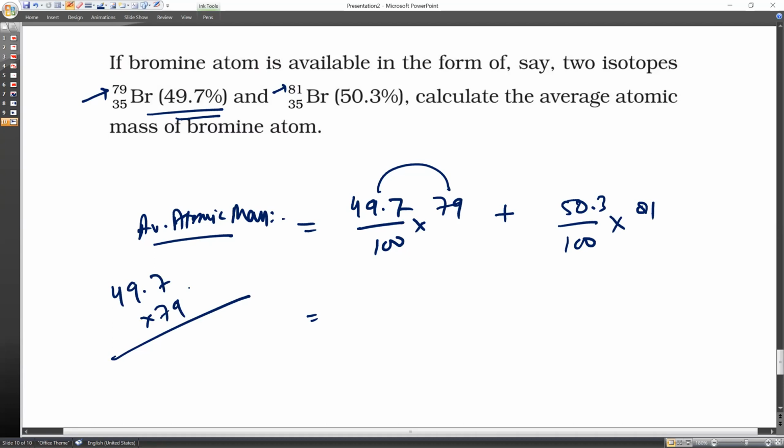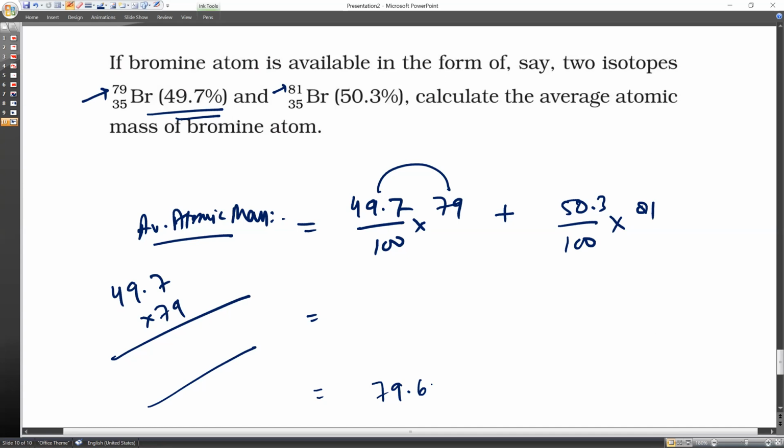Sir, I got 796.06. What do you get when you multiply this one? You will get 79... No, actually, it will be nearer to 80.03, 80 point something.